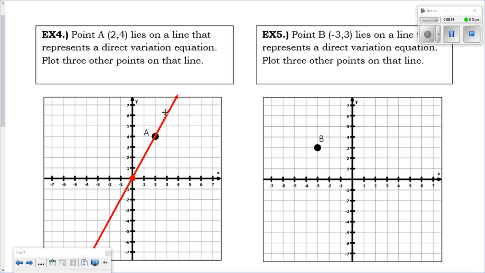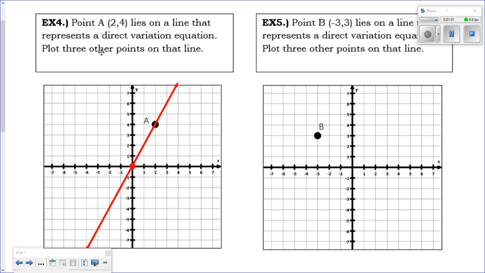I know it needs to go through 0, 0, and I know it needs to be a straight line. And now it says plot 3 other points on that line. Well, we already have 1 point, so let's just plot 2 others. Okay, it doesn't have to be those points, it could be any points on the line. But there you have your 3 points. Okay.